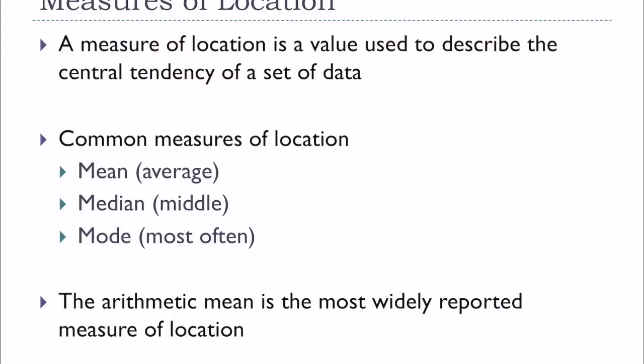The first part of the chapter is measures of location, and we have three common measures: mean, median, and mode. I feel like they're very intuitive. They're things you should already know. Again, I have another video where I go through this more closely. Basically, the mean is the average, the median is the value in the middle, and the mode is the value in the data set that occurs most often. You do need to know these.